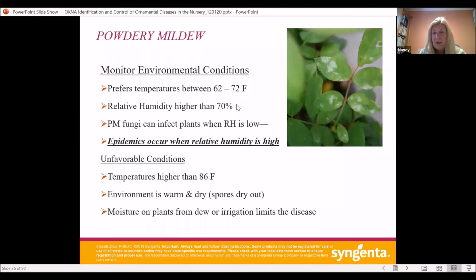They do prefer generally some cooler temperatures. I have here 62 to 72. I mean, it can go up higher to 80, but generally when you start to get very high temperatures, up by 90, they don't tend to be as much of an issue. Although there's some powdery mildews like salvia powdery mildew that can tolerate those hot temperatures and they grow perfectly fine. But generally, it's usually the moderate temperatures.